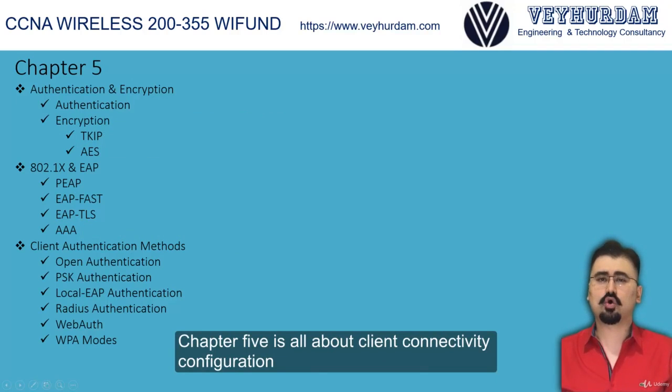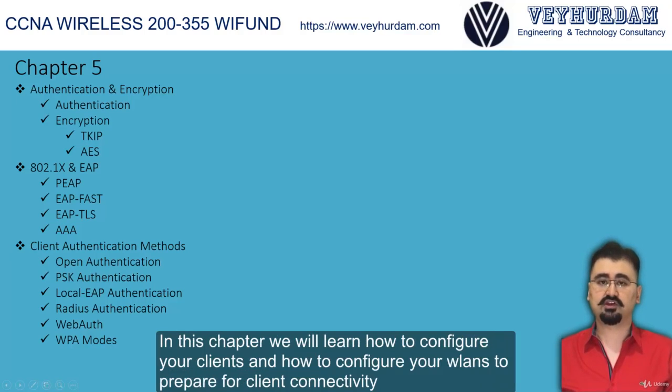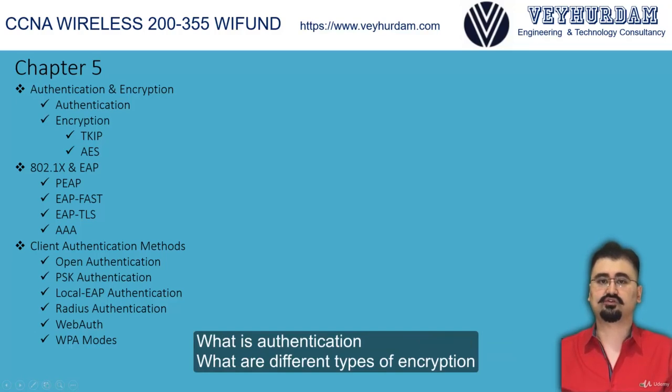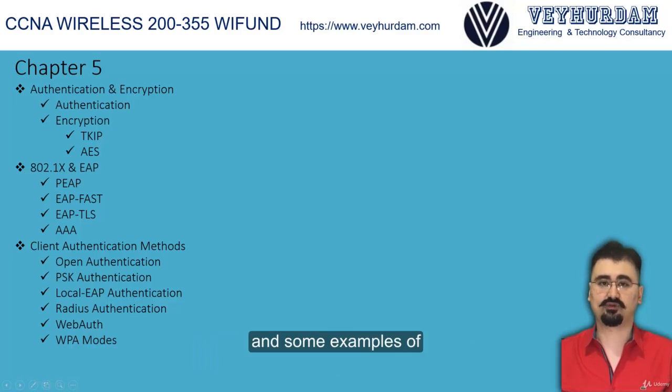Chapter 5 is all about client connectivity and its configuration. In this chapter, we will learn how to configure your clients and how to configure your WLANs to prepare for client connectivity. We will talk about authentication and encryption. What is authentication? What are different types of encryption? And some examples of it.